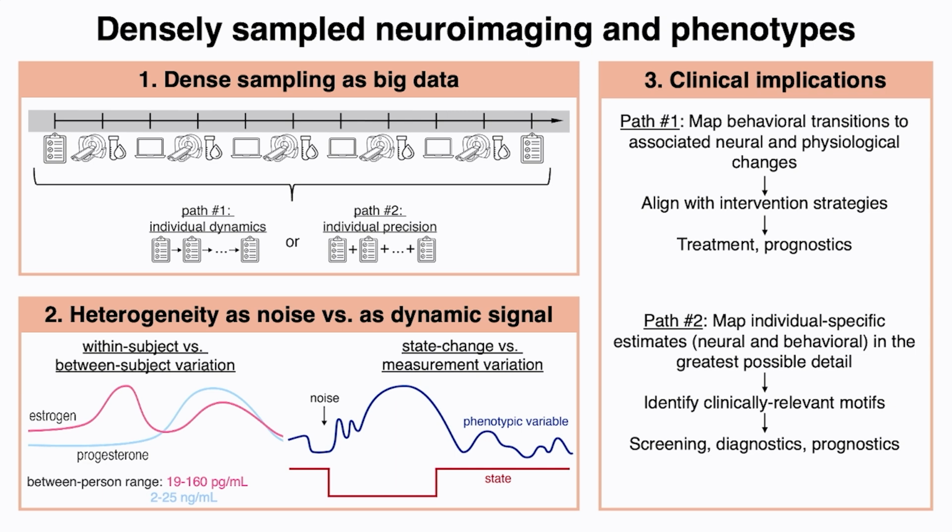Now, the second path that we can use dense sampling with is this idea of really precise individual data, right? If we pool all of this data together, you have so much data per person that you can get really, really precise neural maps or behavioral phenotypes that can be very useful in clinical contexts. Now, as we're talking about potentially increasing the power with this small n, I want to talk more about the heterogeneity and how this can be used in different ways, as both positive and ways we can control it with these within-person designs.